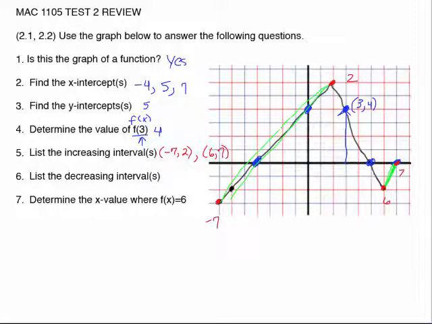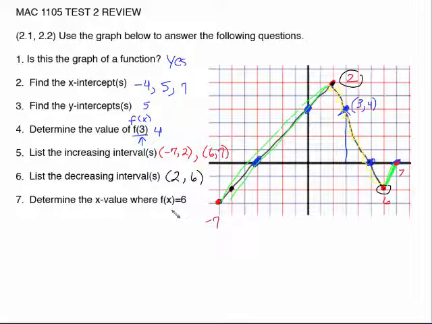Decreasing interval is going the other direction. All of this is where it is decreasing. Same deal, we need to answer in terms of x. So the x value right here we already determined was 2, and the x value here is 6. So this is the open interval, 2, 6.